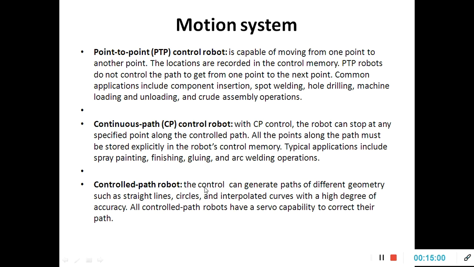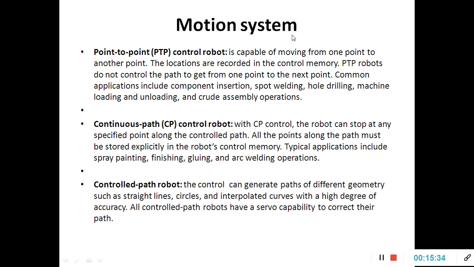Then, controlled path robot. This control can generate paths for different geometries such as a straight line, circles. So controlled path robot means prescribed different geometries like a straight line, circle, curves, high degree of angles, which are already decided. It means the generated geometries. So according to these geometries, the robot can be moved.